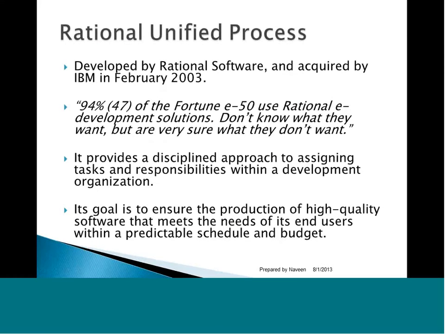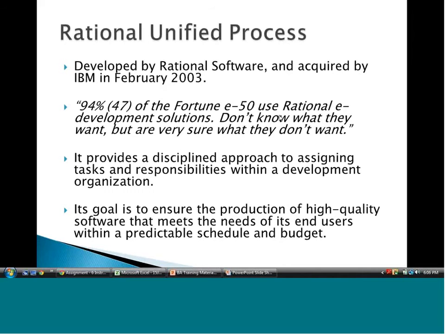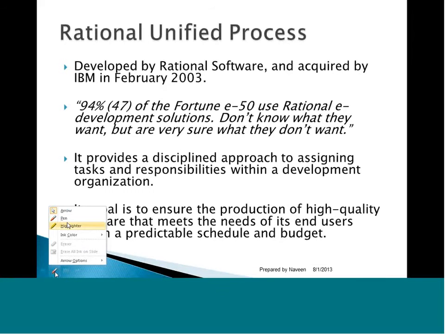Let's go ahead and talk about the Rational Unified Process. So what is the Rational Unified Process? RUP is a very famous methodology, and it is very popular across the industry. It was developed by Rational Software and eventually acquired by IBM in 2003. So 94% of the Fortune 850 use Rational development solutions. The reason is simple. They don't know what they want, but they're very sure what they don't want. They don't want overhead. They don't want lack of processes.